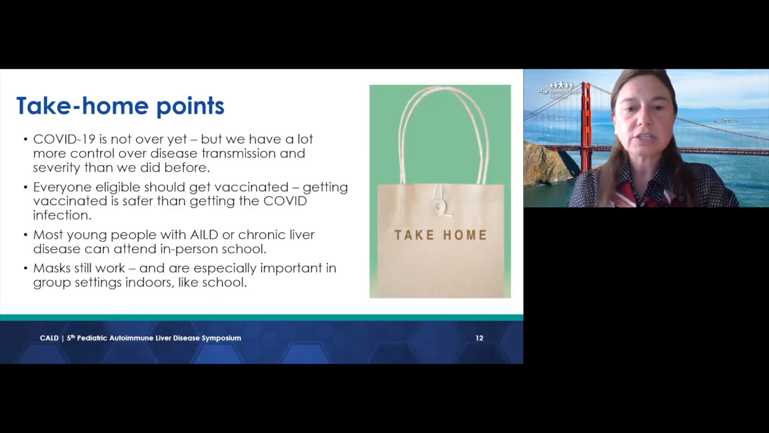Most young people with autoimmune liver disease or chronic liver disease can attend in-person school, and masks still work and are especially important in group settings, indoors, like school, or other things you may be doing indoors with people outside of your household.